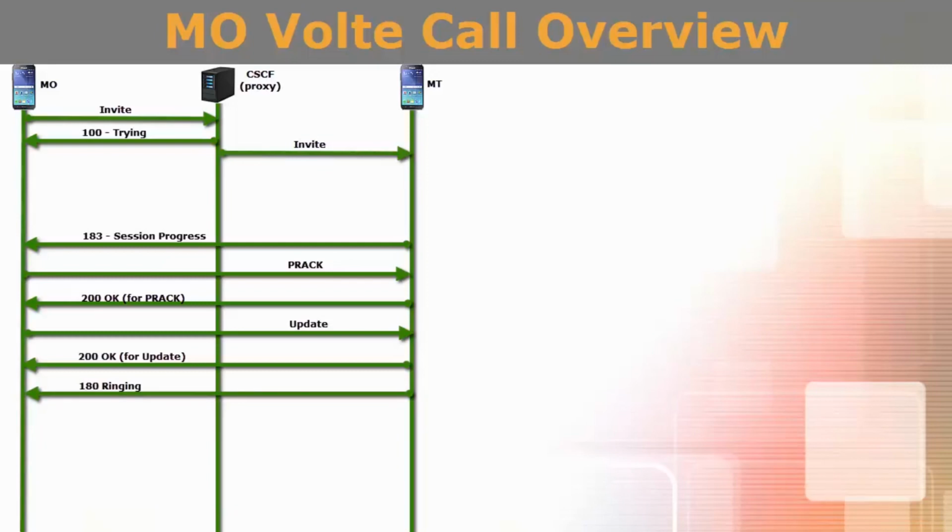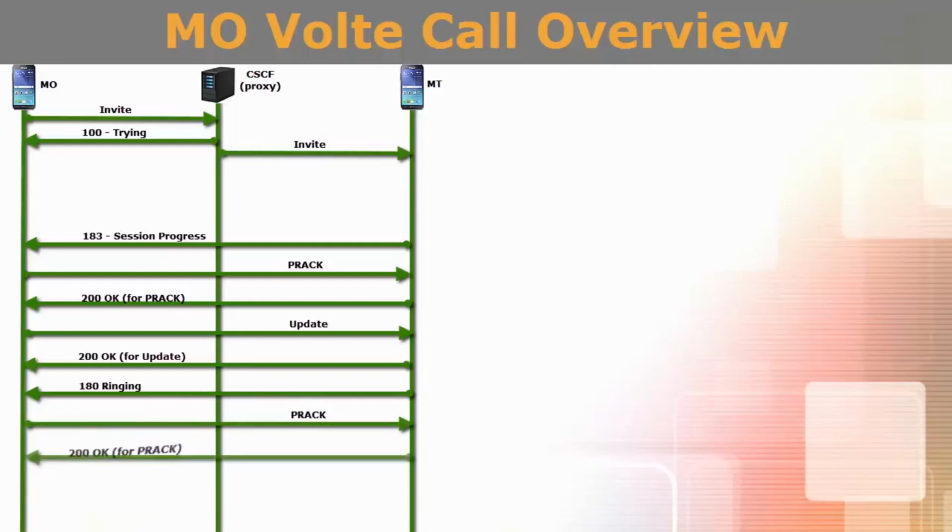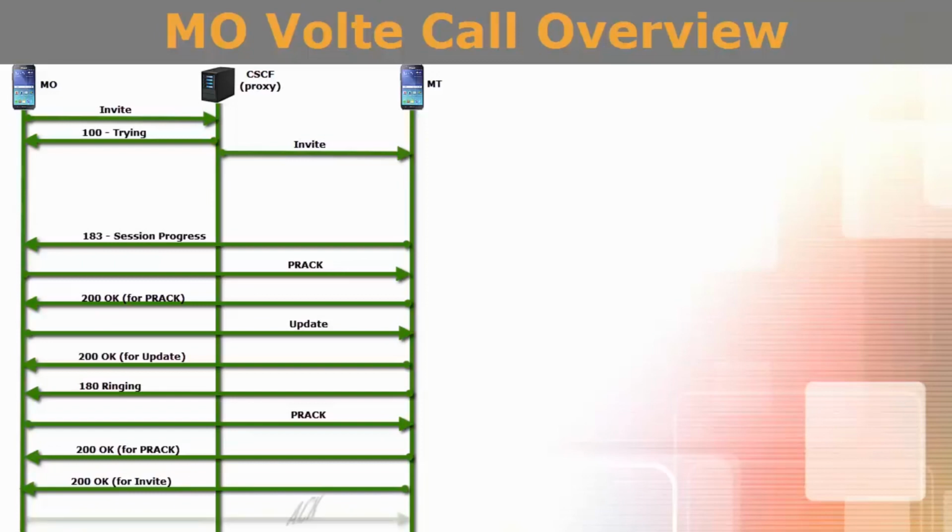Originating UE sends provisional acknowledgement for this ringing message. Terminating UE sends OK as an acknowledgement for this provisional ACK message. When the user at the terminating end picks the call, terminating UE sends OK message as an acknowledgement of invite message. Originating UE sends ACK message. This leads to completion of the call. After this, voice call data can be transmitted successfully.